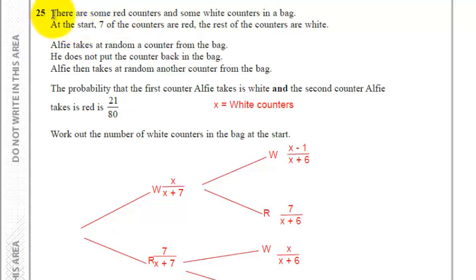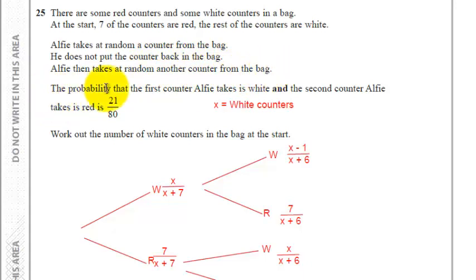Question 25. There are some red counters and some white counters in a bag. At the start, 7 of the counters are red, the rest of the counters are white. Alfie takes at random a counter from the bag. He does not put the counter back in the bag. Alfie then takes at random another counter from the bag.